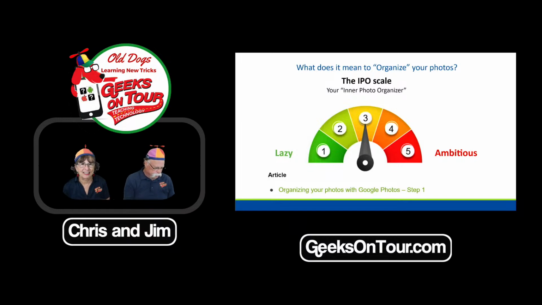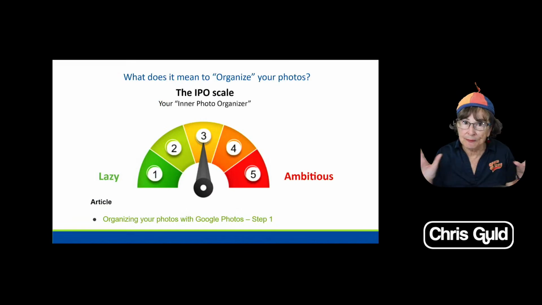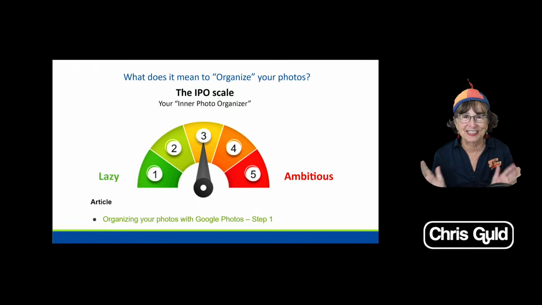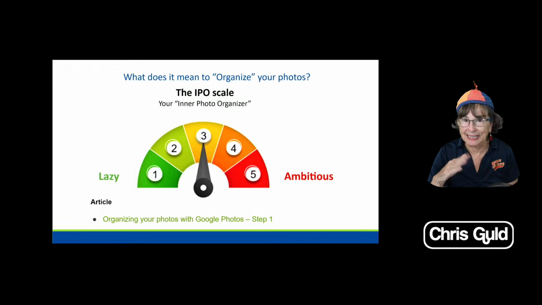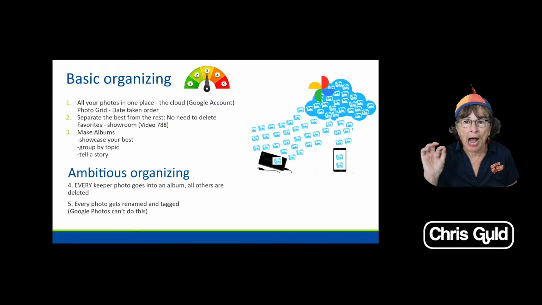I've come up with this thing that I call the inner photo organizer scale. People are different, right? Everybody's different. Some people think organizing their photos is not something they want to do. Others are more than happy to spend hours and hours on it. So I have this scale of 1 to 5, from lazy to ambitious. Depending on where you are, I say that the 1, 2, and 3 are on this slide.